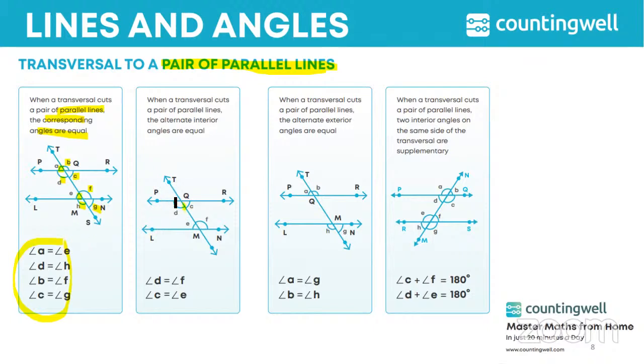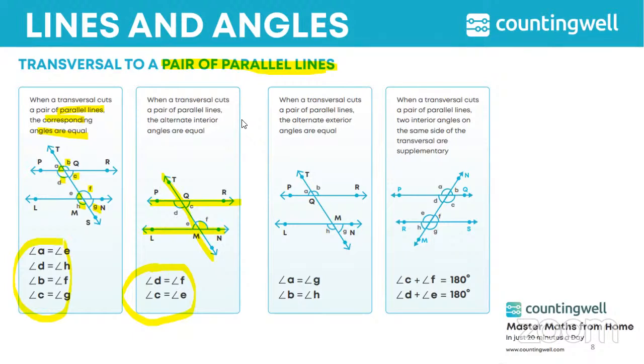Let us see what happens in case of alternate interior angles. Note that angle D and angle F is one pair of alternate interior angles. Angle C and angle E are one more pair of alternate interior angles. These are alternate interior angles because these lie on the alternate sides of the transversal TM. So for two parallel lines PR and LN, alternate interior angles are equal.